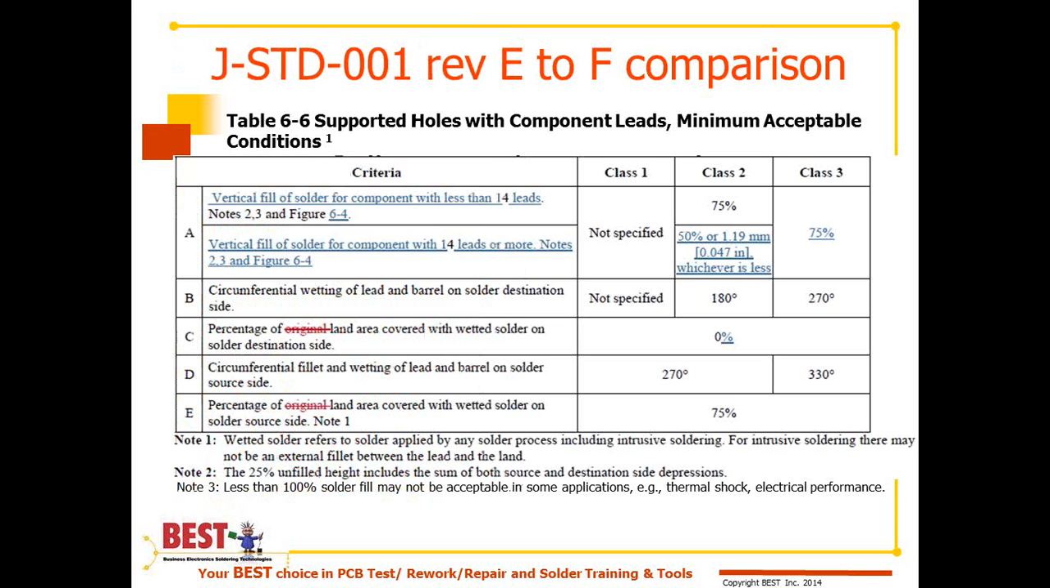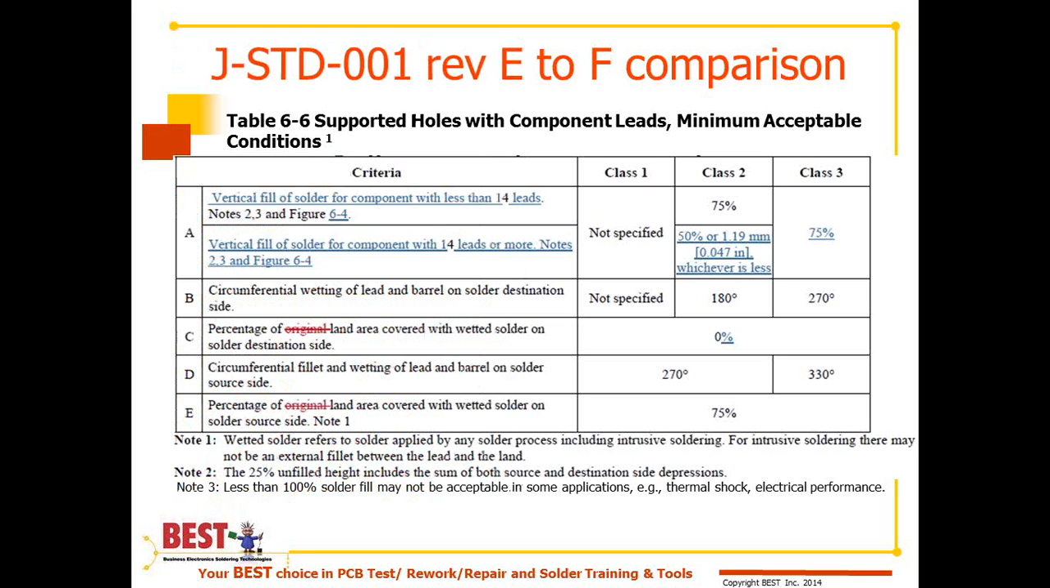So under the Table 6-6, it says vertical fill of solder for components that have less than 14 leads. It is 75% for Class 2 and 75% for Class 3. Still not determined for Class 1, though. Then for vertical fill of solder with components that have 14 leads or more, now we have the 50% allowance for Class 2. Otherwise, it's 75% for Class 3.